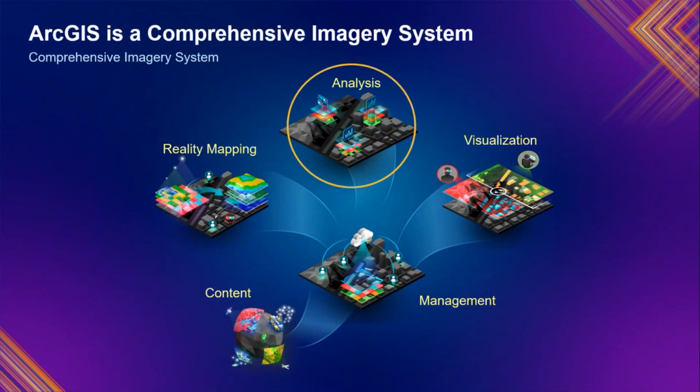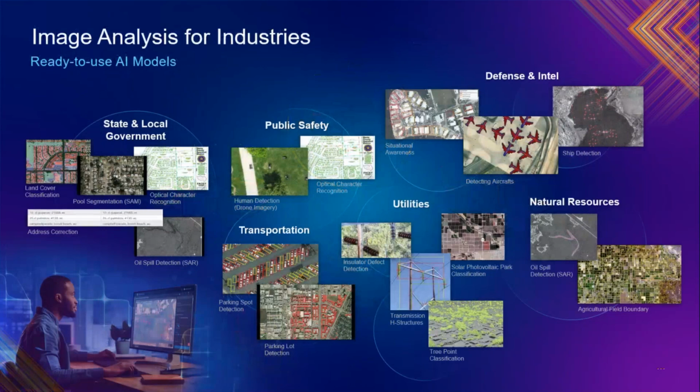So that was really about reality, but let's talk more about actual analysis within ArcGIS. So the analysis is really extracting information from imagery. It's obviously used in many different industries. State and local government use analysis, public safety, transportation, utilities, defense and intel, obviously a massive user of it, natural resources. All these are industries that have assets that they need to monitor, they need to model and extract information from. And imagery is really the source by which the vast majority of this information is obtained from.